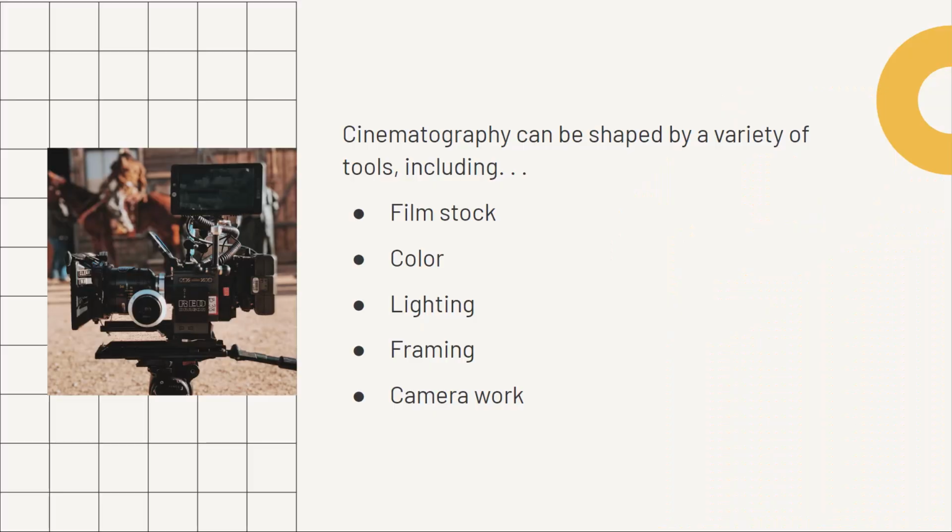There are several methods and technologies used to shape a film's cinematography. Cinematography can be shaped by a variety of tools, including film stock, color, lighting, framing, and camera work. Let's take a closer look at each of these elements to understand their unique roles.